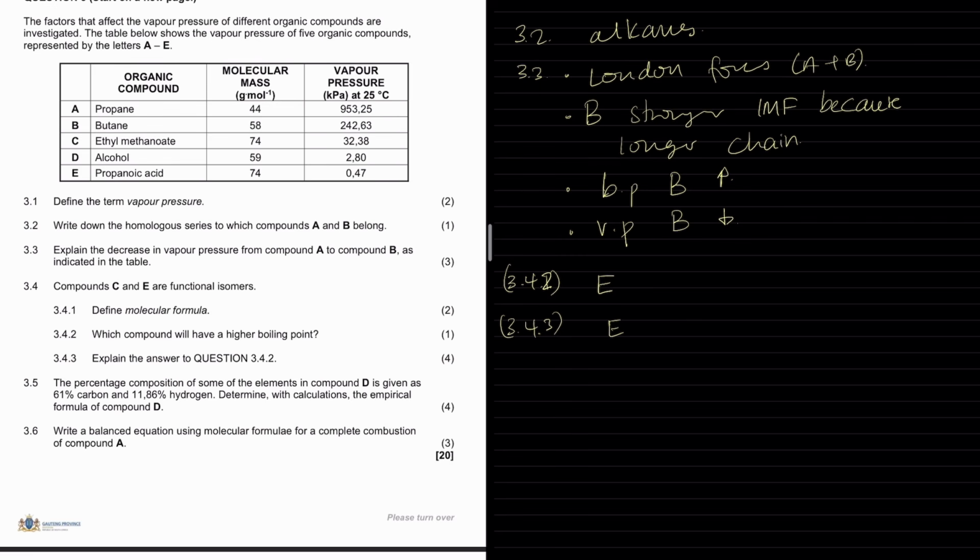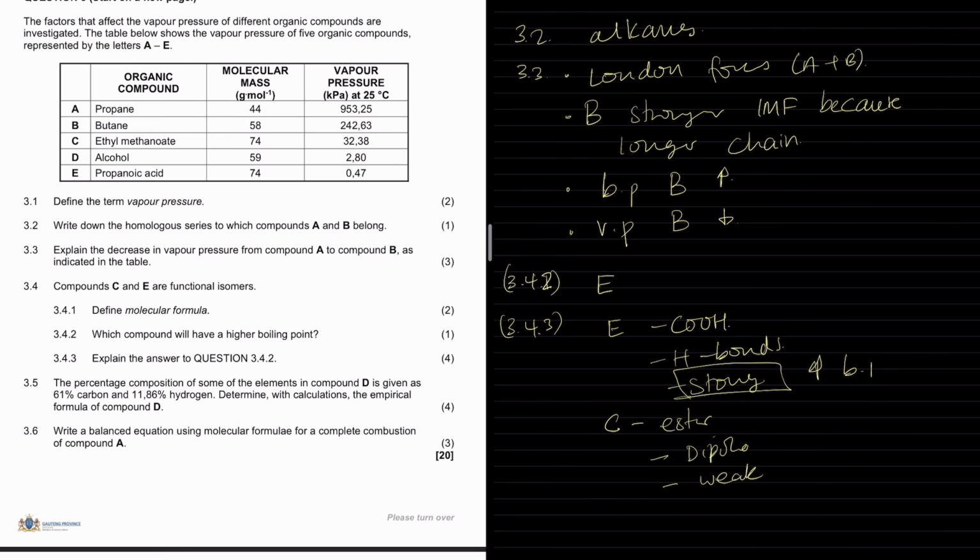Because E, propanoic acid, is a carboxylic acid. Carboxylic acids have hydrogen bonds, which are strong. Right? If you look at C, it is an ester. Esters have dipole-dipole, which when you compare to hydrogen bonds are weaker. So the one with the hydrogen bond is going to have the higher boiling point. And the ester, since it has dipole-dipole, it's weaker than hydrogen bonds, so it's going to have a lower boiling point.